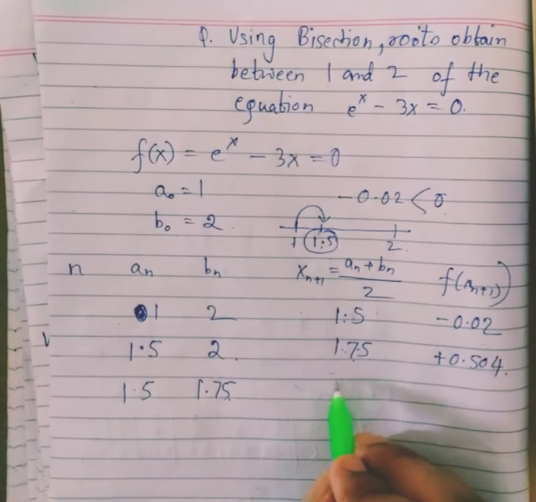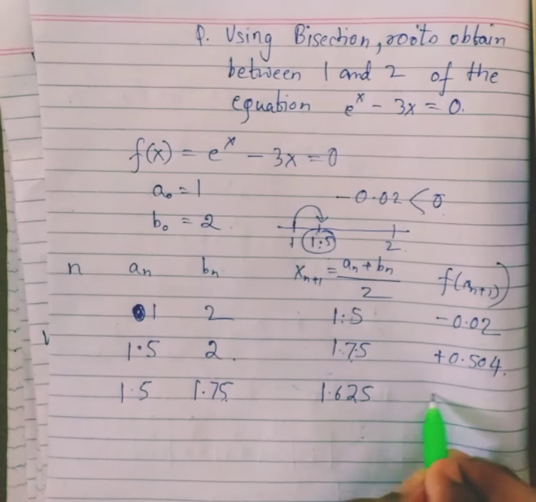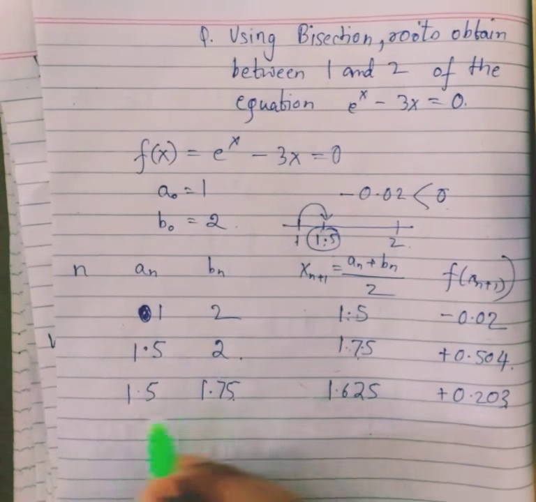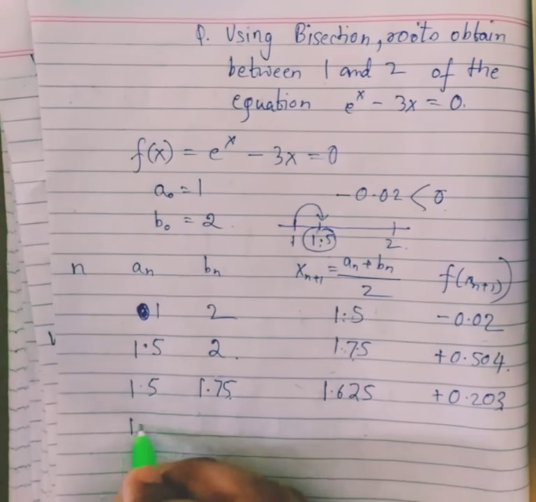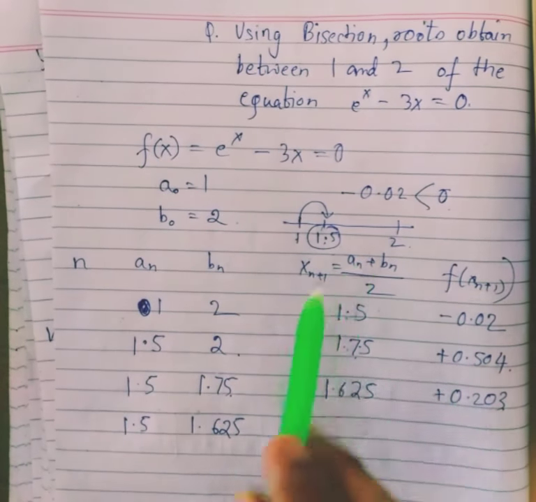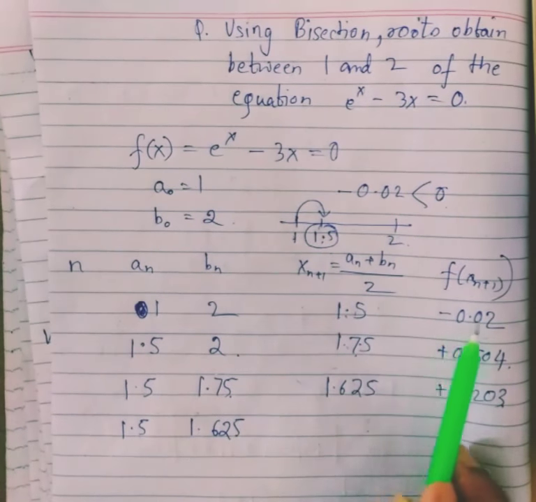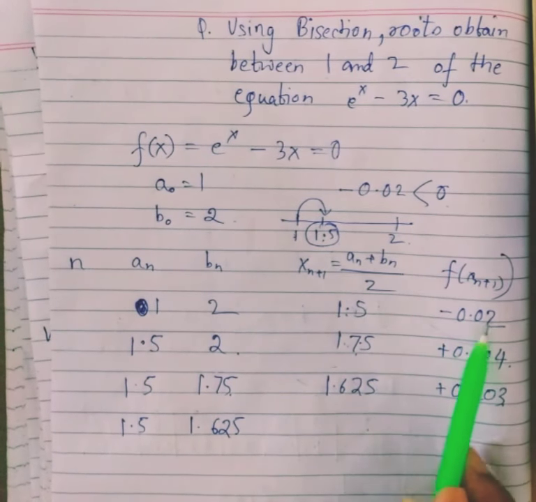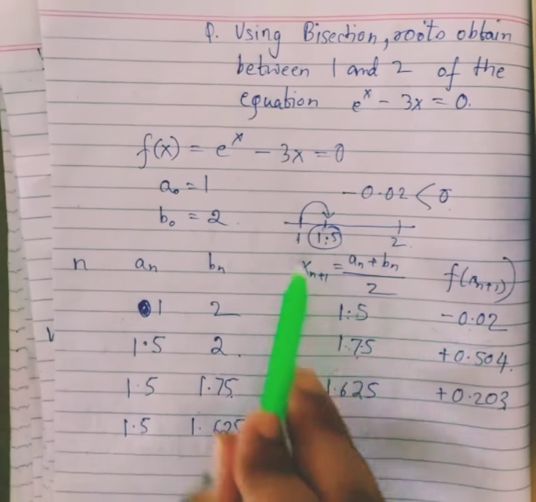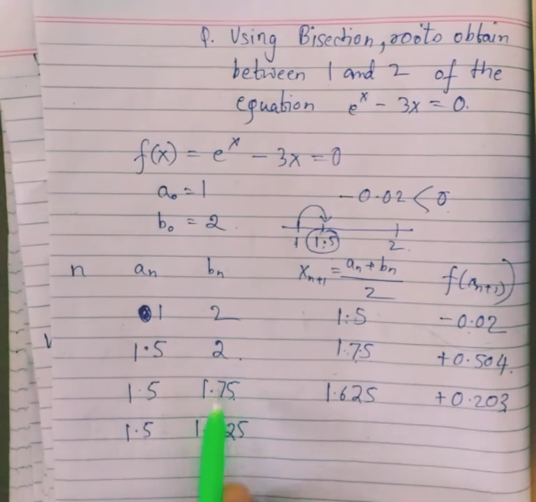We go again like a recursion, it will become 1.625, and f of this one will be equal to 0.203. We again shift the upper limit, so 1.5 to 1.625. You can understand, right? If it's positive, then we shift the upper limit, and if it's negative, then we shift the lower limit. So if the value of f of xn plus 1 is positive, then we decrease the upper limit, and if the value of f of xn plus 1 is negative, we increase the lower limit. Since all are positive now, we are just decreasing the upper limit.